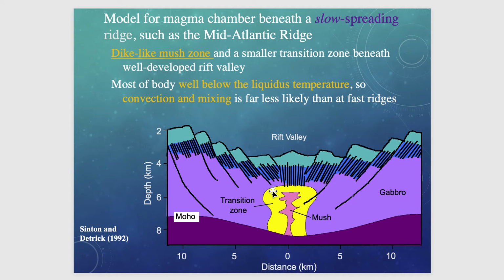and quite commonly the transition zone is also more restricted. So most of the body will be below the liquidus temperature, so convection and mixing is far less likely if compared to the fast ridges of, for example, the Pacific Ocean. So that's a key difference, and remember, we form a more significant rift valley, and also often we have calderas associated with this type of rift.